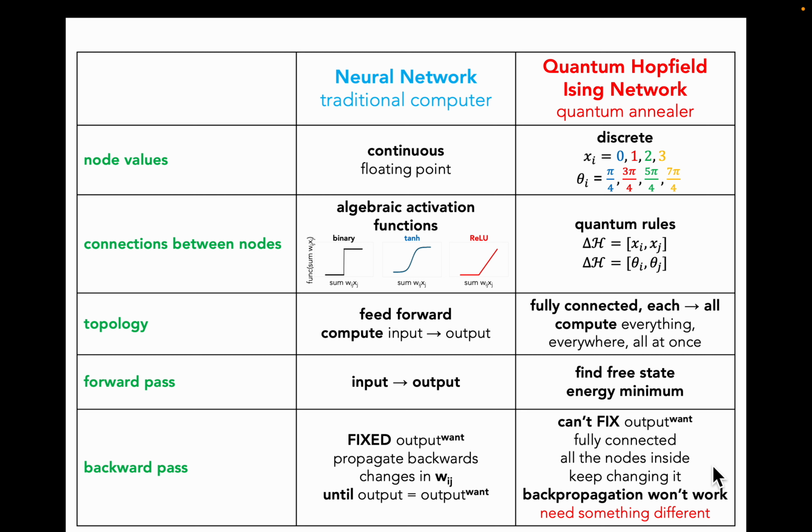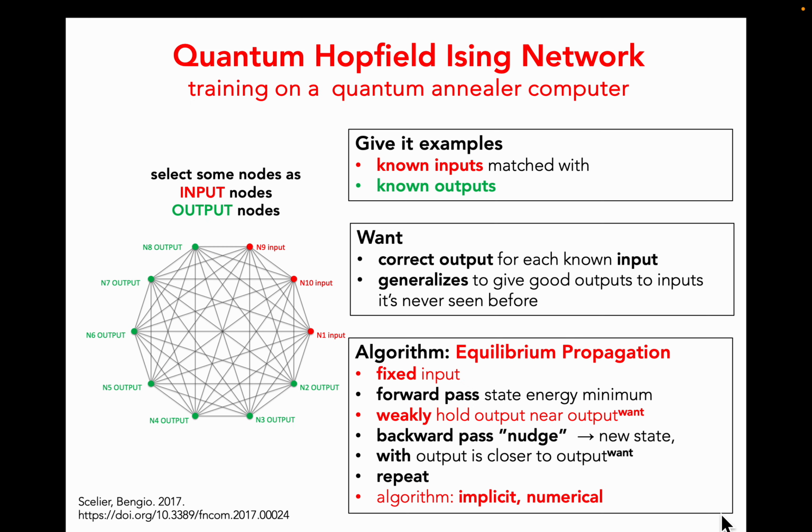So backpropagation won't work. What we need is something different. Again, similar to the traditional network and the quantum network, we are going to give the system known inputs and known outputs. What we want is for the system to produce correct outputs for each known input. And we also want it to generalize, to give us good outputs for inputs it's never seen before.